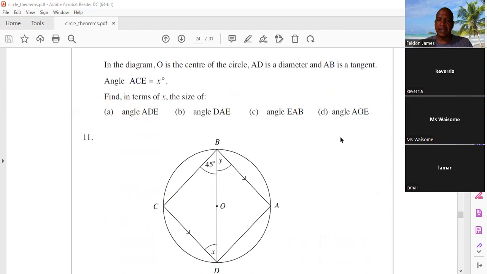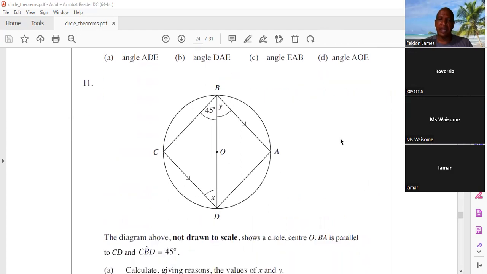Moving on, let us see if we see any more that are interested. Look at this one quickly. What would be X and Y?